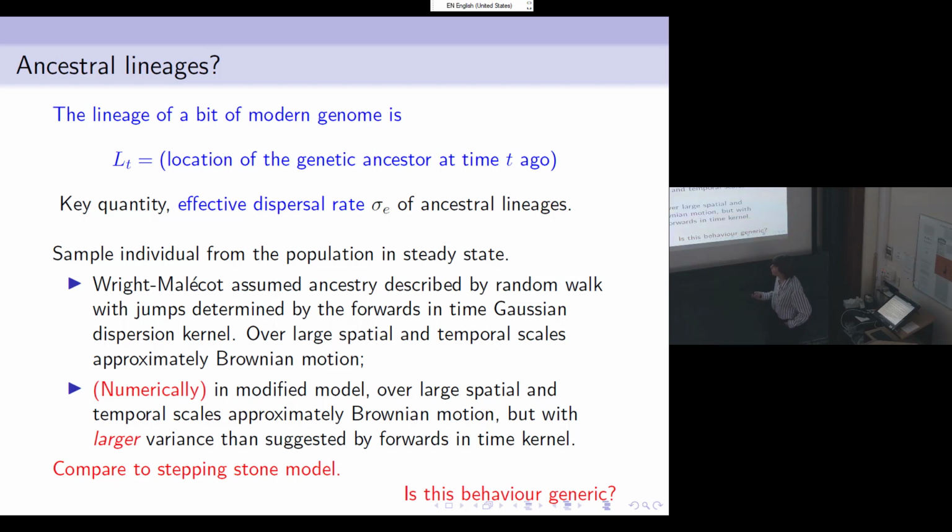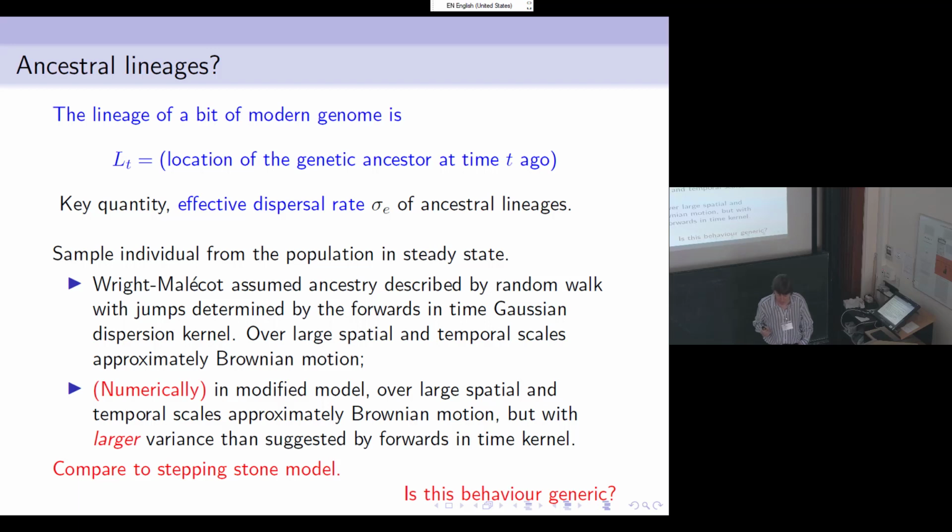But a general question is: is it generic that as we go backwards in time, in a model in which we allow the population size to fluctuate, we're going to see a larger variance, or might it sometimes be a smaller variance? Is it determined just by these fluctuations in population size? Now, I think I've already confessed that we don't have a clue how to analyse the modification of the Wright-Malécot model with this local population regulation.